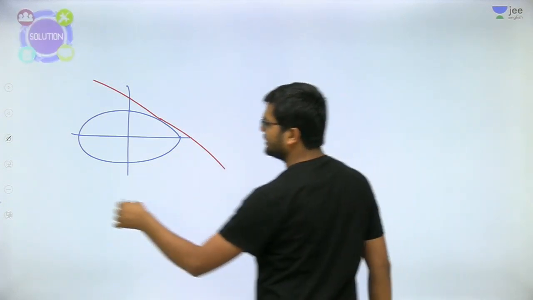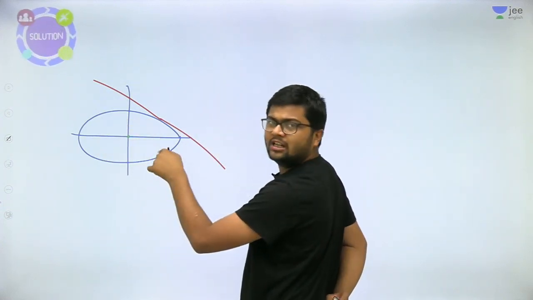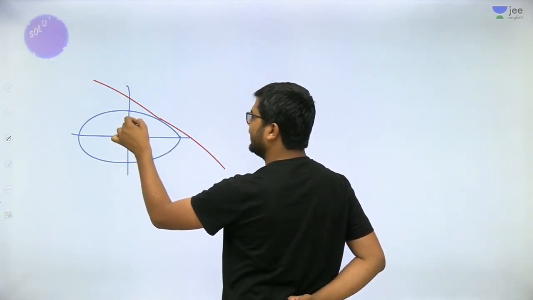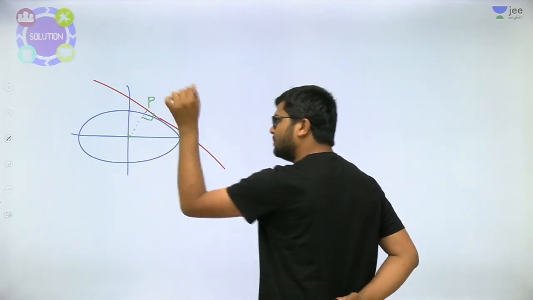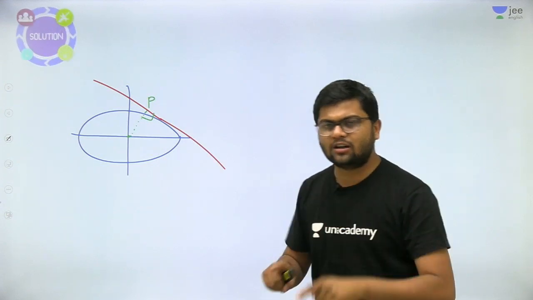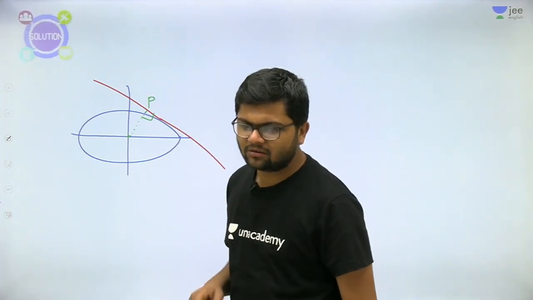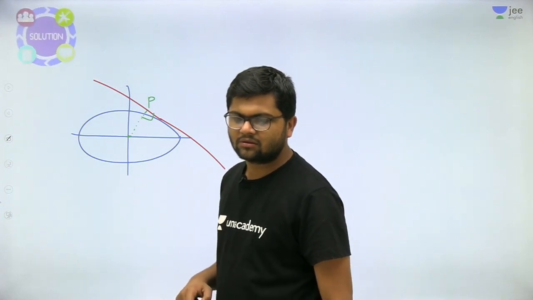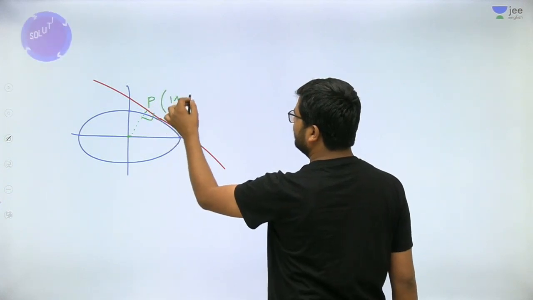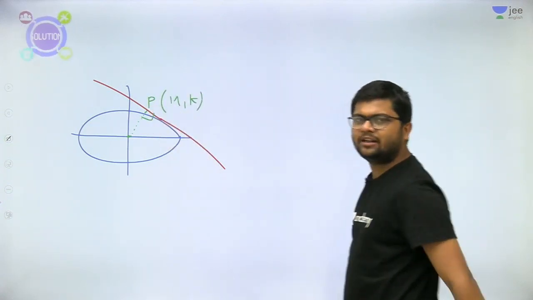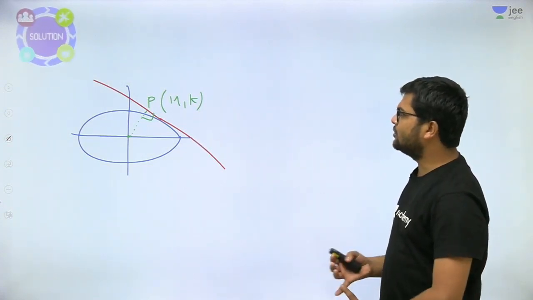Now the question is saying that the locus of foot of perpendicular from the center of the ellipse upon any tangent. The question is asking us about this point P. We need to find the locus of this point P. That is the question. Getting my point? Okay, very good students, very good. Now let us consider this point as h comma k, because we need to find out the locus of P. So we assume that point as h comma k.